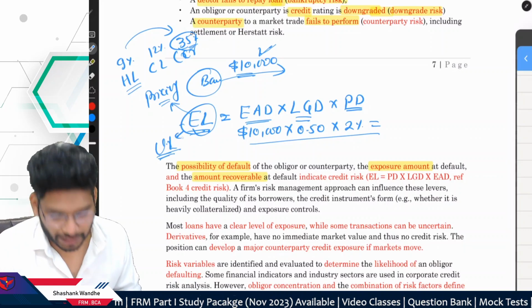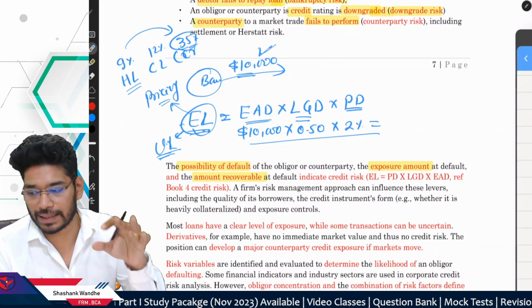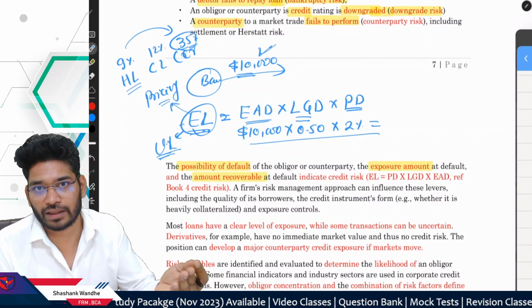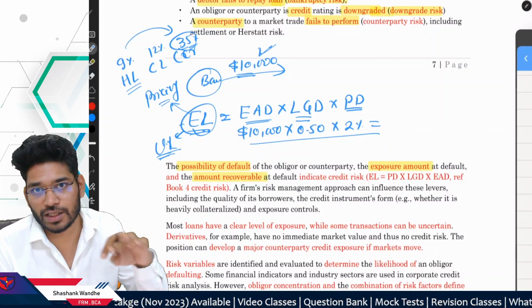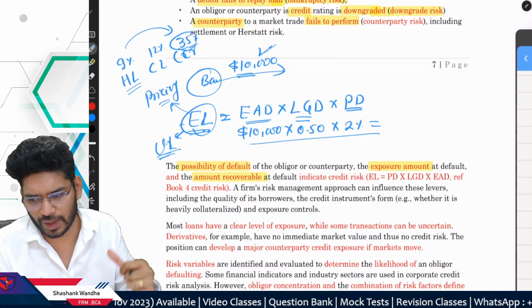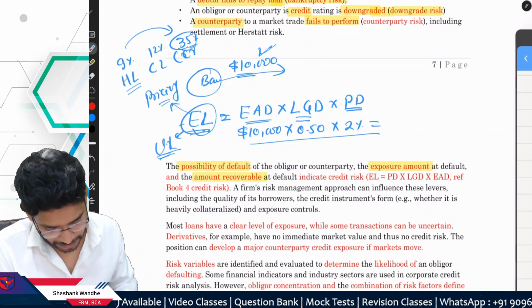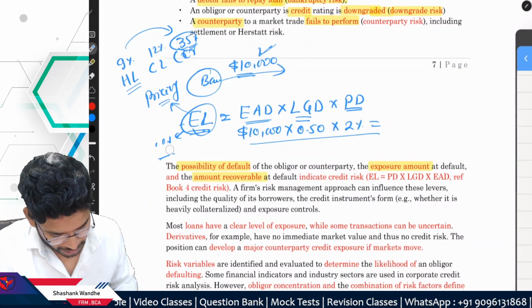Then there is unexpected loss. As I said, the unexpected loss is which is not expected by the bank, and this unexpected loss is protected by the capital. We will discuss it whenever the capital part comes. Okay, for now just remember this is unexpected loss.